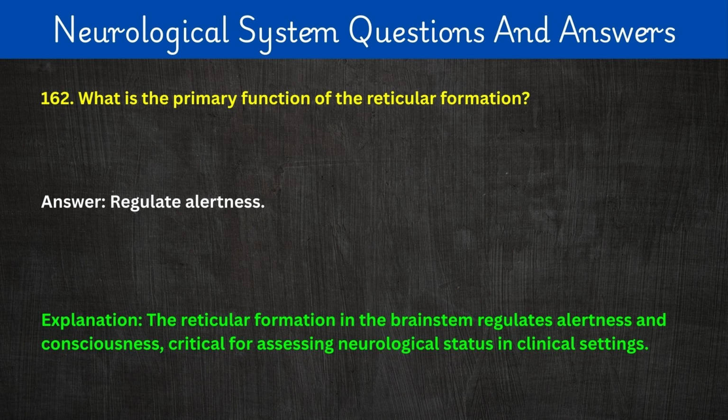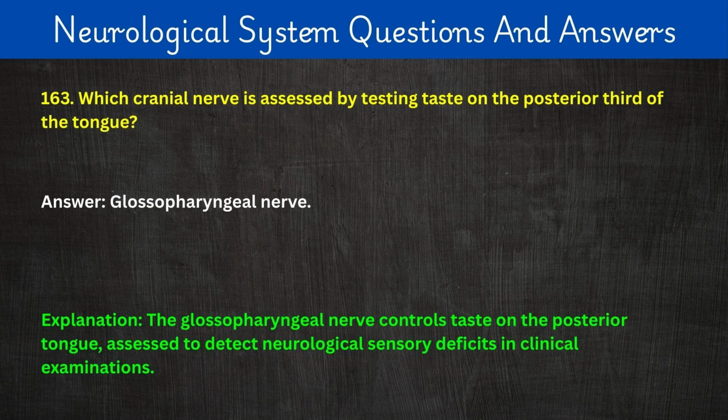162. What is the primary function of the reticular formation? Answer: regulate alertness. Explanation: the reticular formation in the brainstem regulates alertness and consciousness, critical for assessing neurological status in clinical settings.